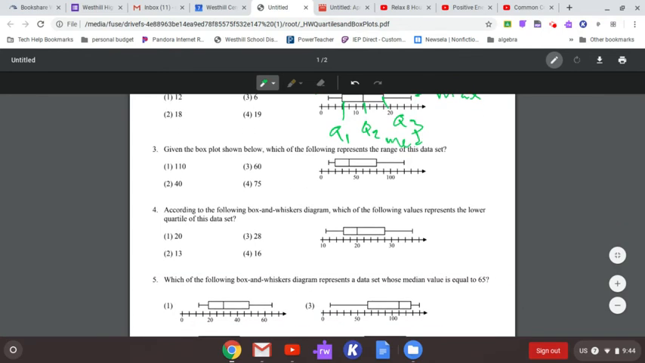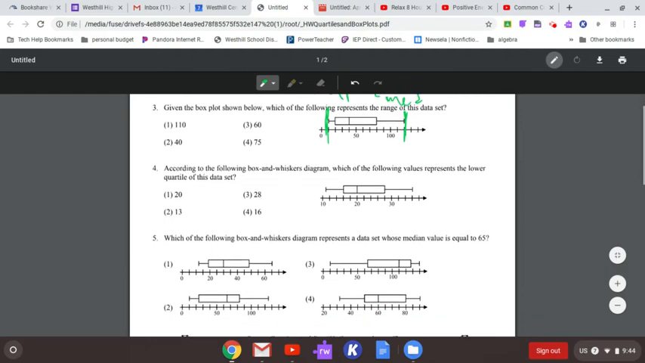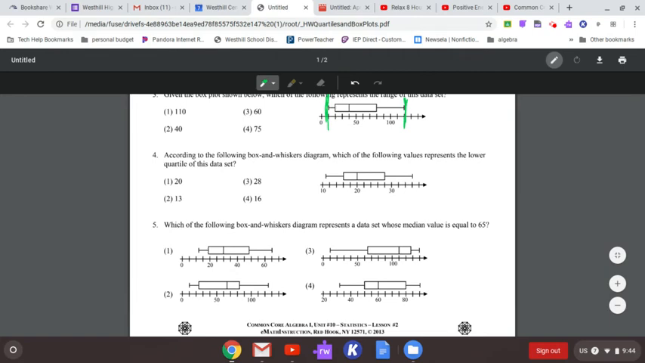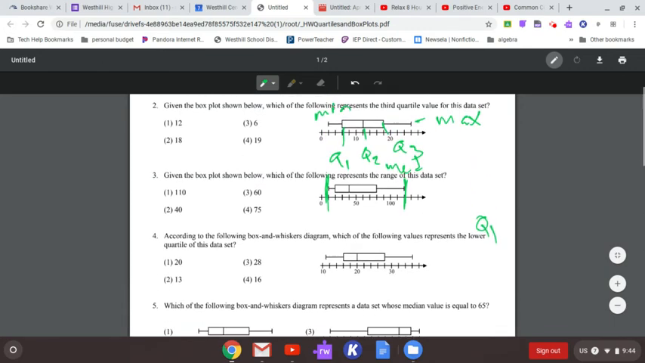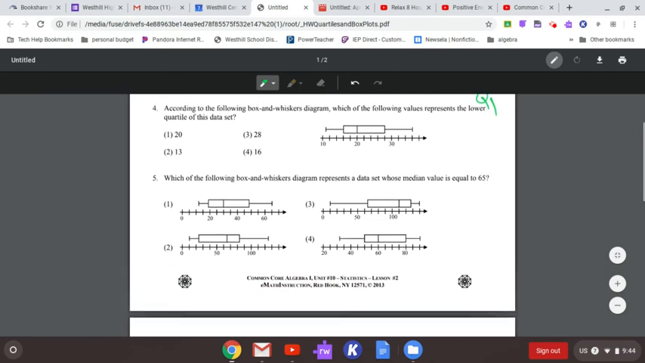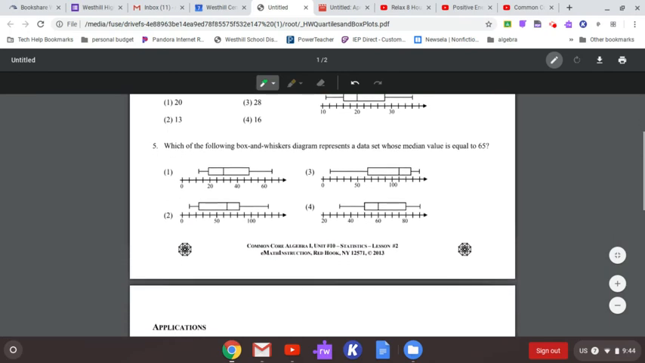Number 3, again, is talking about the range. So we're looking from our min to our max. You subtract your min from your max, and you'll get your range. If we take a look at number 4, the lower quartile, meaning we're looking at Q1. Based on what we just talked about up above with number 2, the 5 things, what would be Q1 in number 4?